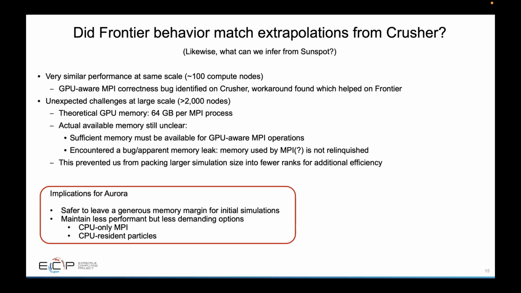So for Aurora, the plan is to leave a generous memory margin, at least for our initial simulations, and then also to maintain the less performant but less demanding options like the CPU-only MPI and having CPU-resident particles, just maintaining those options in case we don't have as much memory on the GPU for whatever reason as we expected.